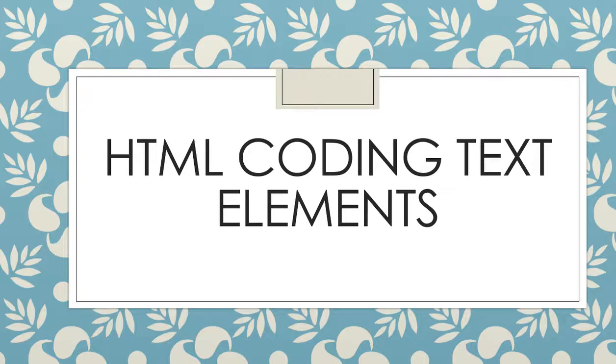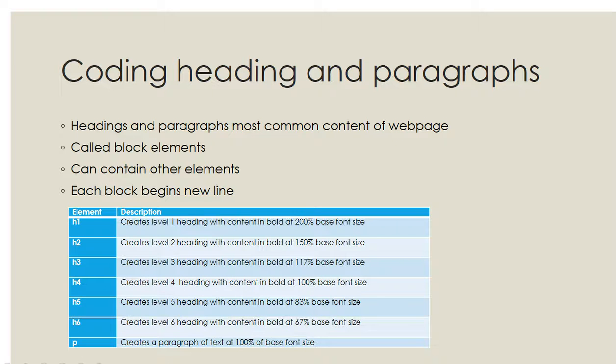First, we're going to start off with coding headings and paragraphs. It's the most common content of the web page. And these elements are called block elements, and each one begins on a new line. If you see the table, it tells you how big each heading will be, and then how big the paragraph will be.